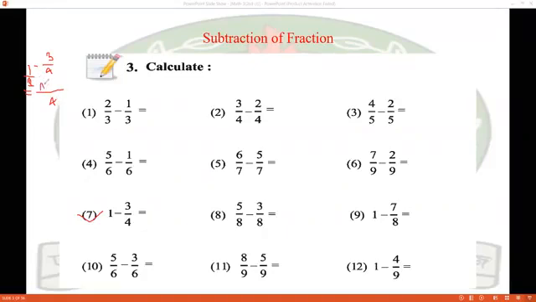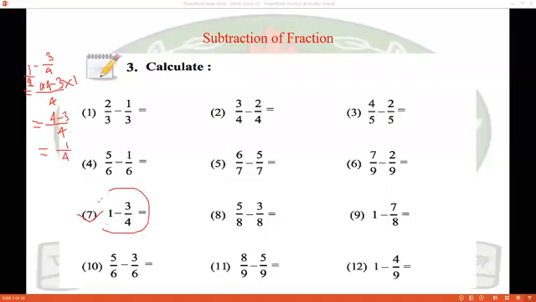So 1 into 4, minus 4 divided by 4, you get 1. So it will be 3 into 1. So here it will be 4 minus 3. So the result will be 1 by 4.